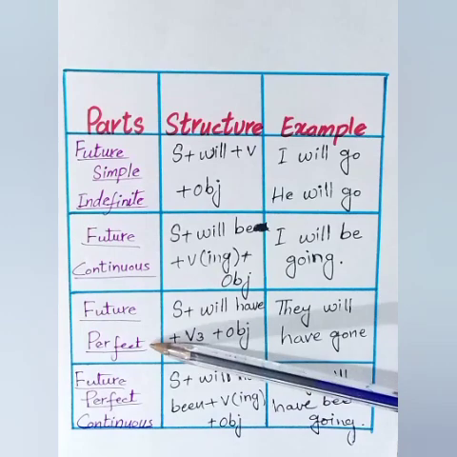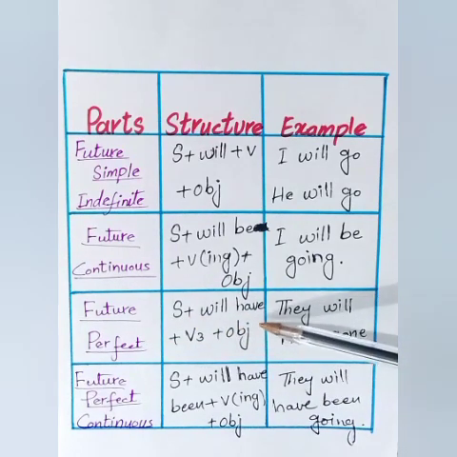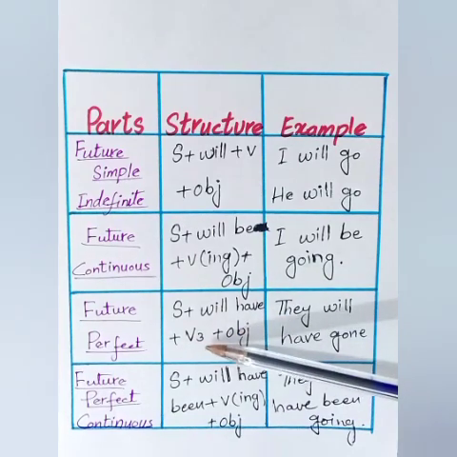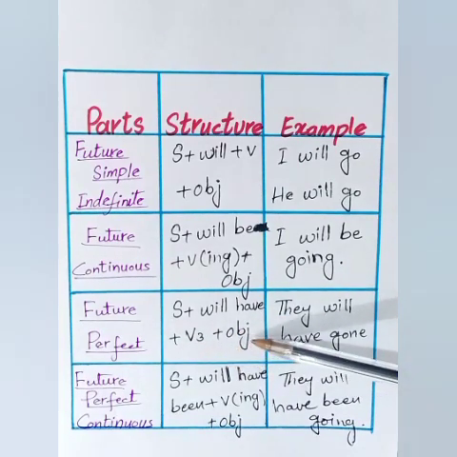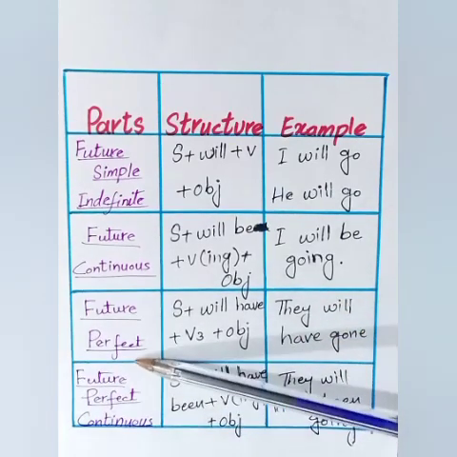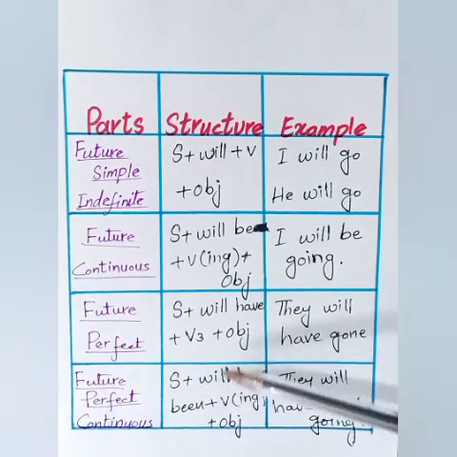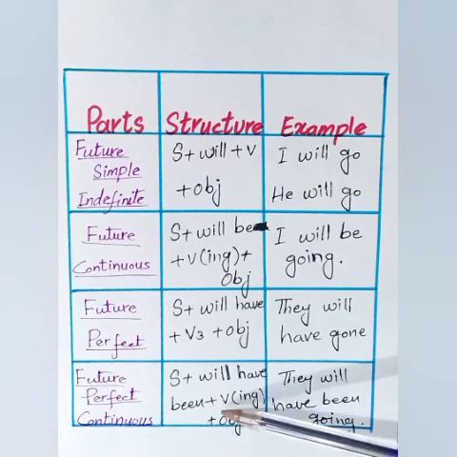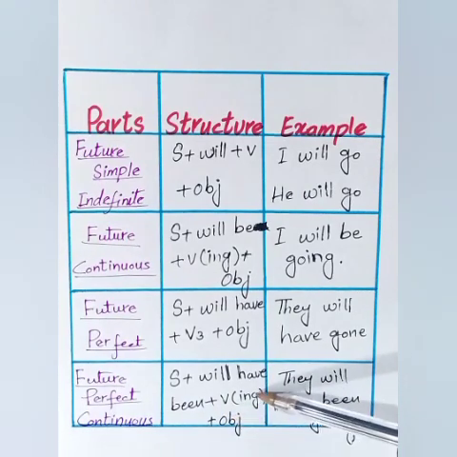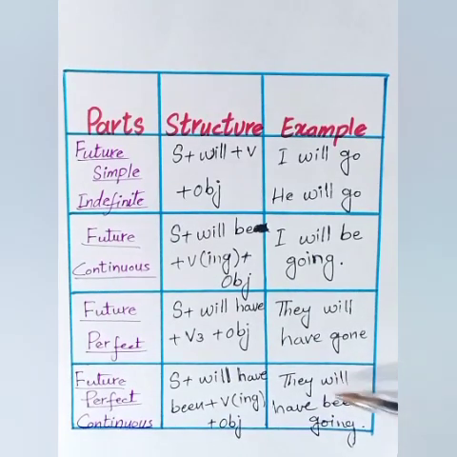Future perfect. Structure: subject plus will have plus third form of verb plus object. Example, they will have gone. Future perfect continuous tense: subject plus will have been plus first form of verb plus ing plus object. Example, they will have been going.